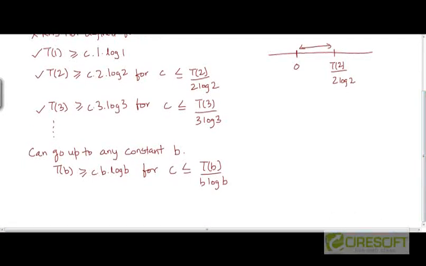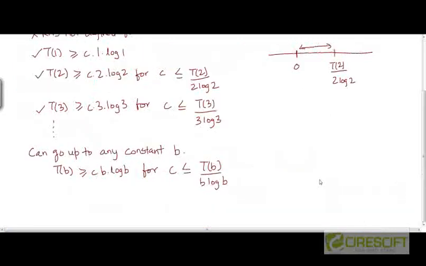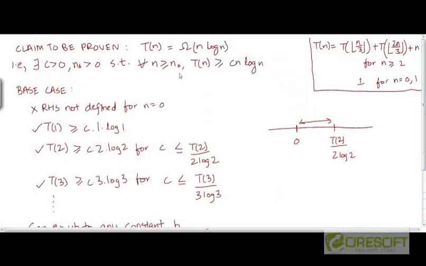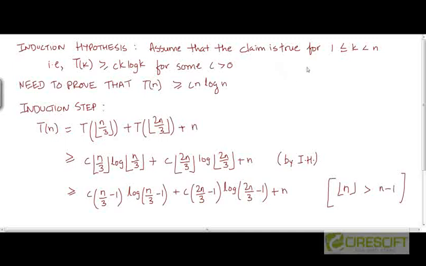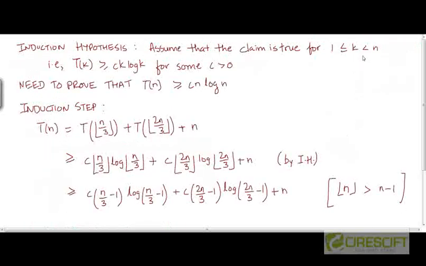So let's then move on to the induction hypothesis. Having proven the base case, let's assume that the general claim, which is this claim, is true for all values of k up to n minus 1, starting from 1, which was our first base case. So assume that for all values of k from 1 to n minus 1, the claim is true.